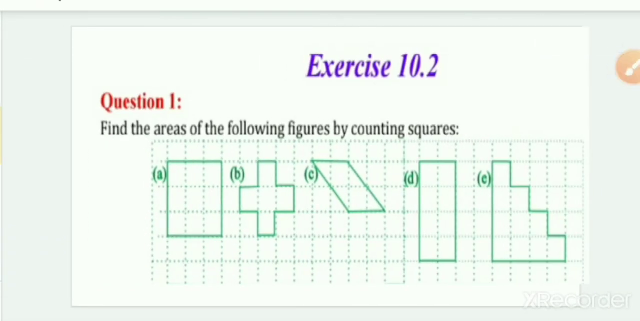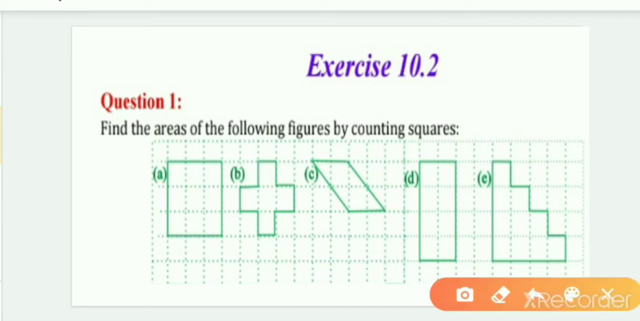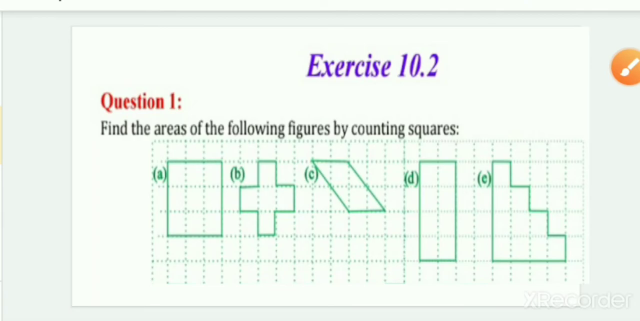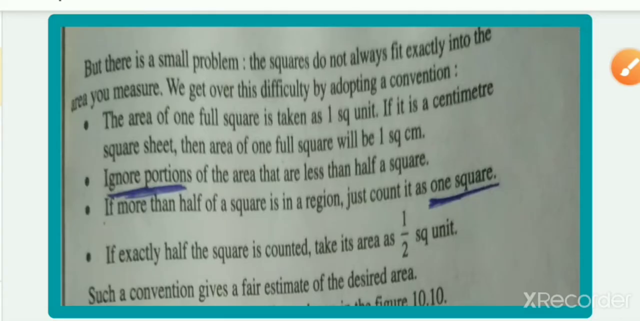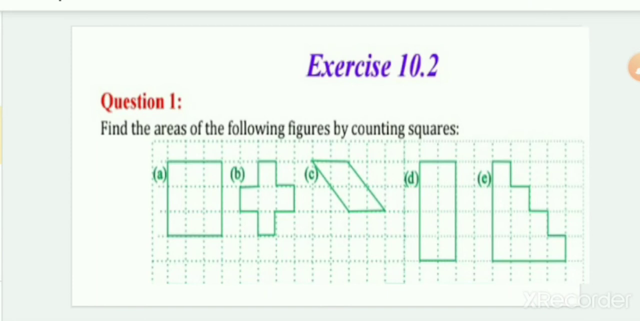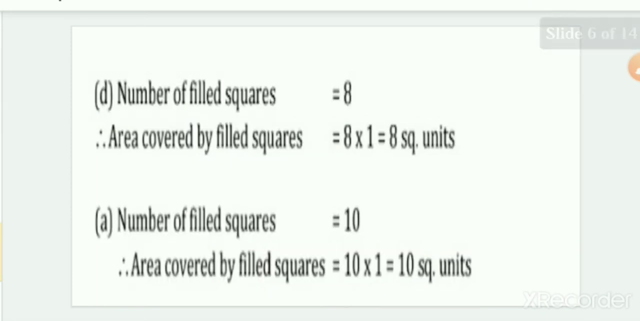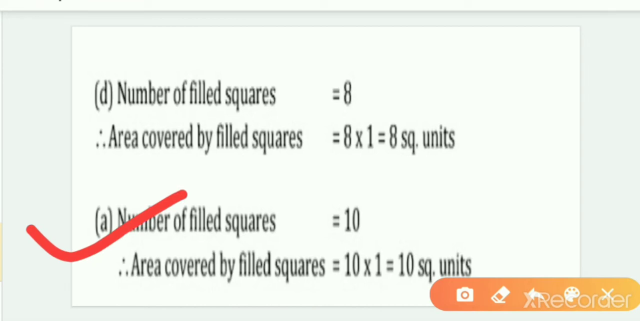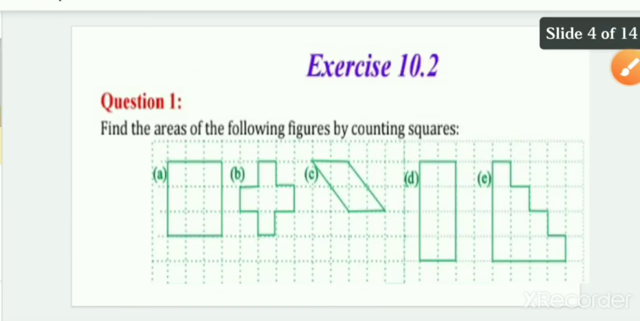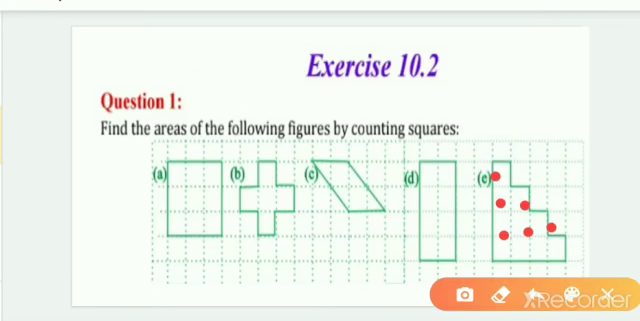Now moving to the E part, we have to count the square boxes. So count 1, 2, 3, 4, 5, 6, 7, 8, 9, 10. How many square boxes are here? Fully filled square boxes. So we have 8 square boxes, right? So we will write total number of filled squares we have 10. It is 10, sorry. Again we will count. Yes, 1, 2, 3, 4, 5, 6, 7, 8, 9, 10. Okay, so we have 10 square boxes.